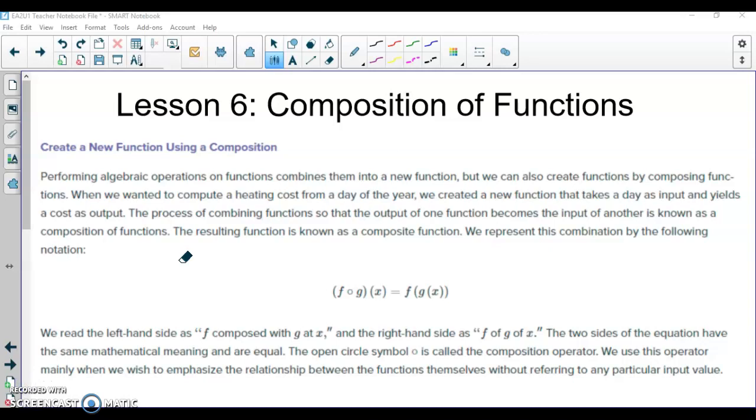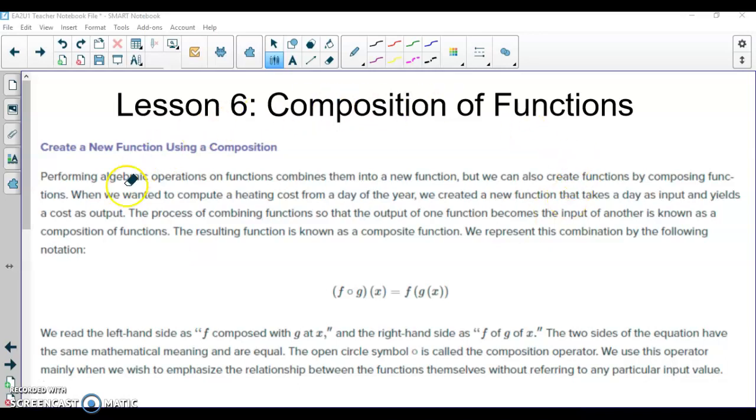Hey guys, today we are going to be learning about Lesson 6, Composition of Functions. So go ahead and grab something to write with in your notes if you don't already have them. Pause the video now, go get them. Go ahead and make that section title Lesson 6, Composition of Functions. If you had to pause the video, hopefully you have your notebook set up now. If not, pause it now and then come back.